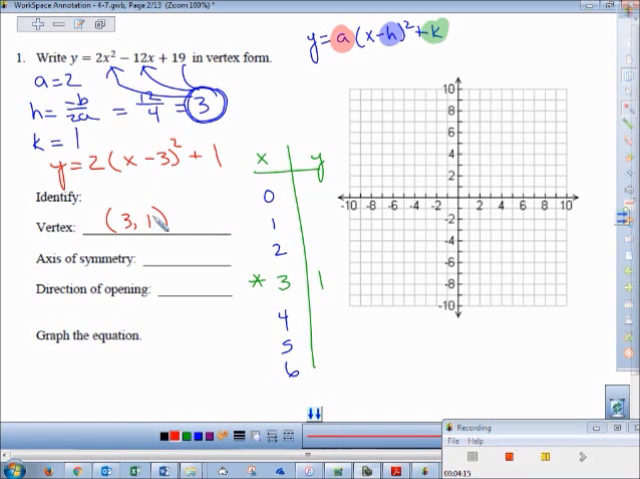That's what vertex form is all about. If you put 4 in for x, you'd have to do 4 minus 3. What's 4 minus 3? 1. Square it. 1 times 2. Add 1 to it. Boom. 3. Then isn't it also going to be 3 right there? Correct? Let's put 5 in. 5 minus 3 is 2 squared times 2. Add 1. 9 and 9. Now do 6. Put 6 in.